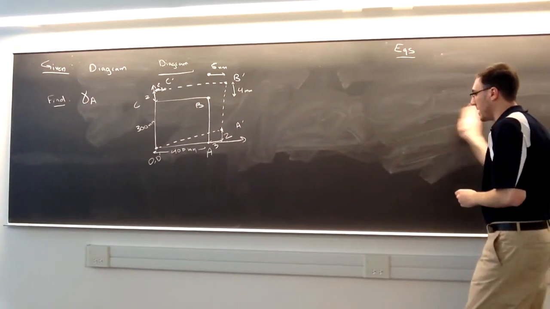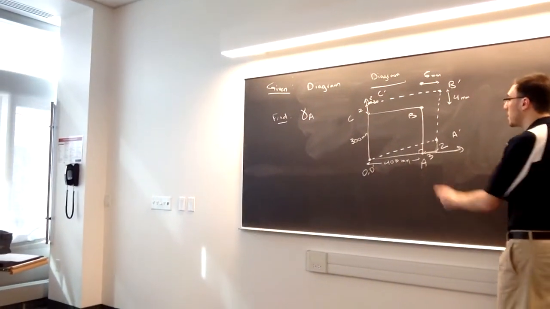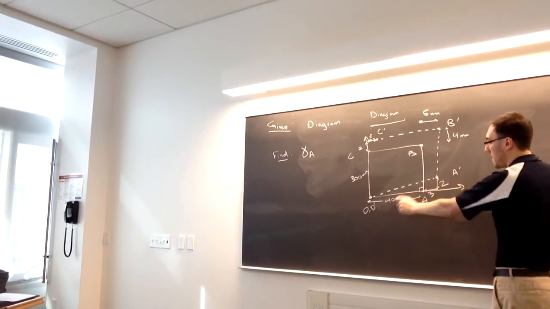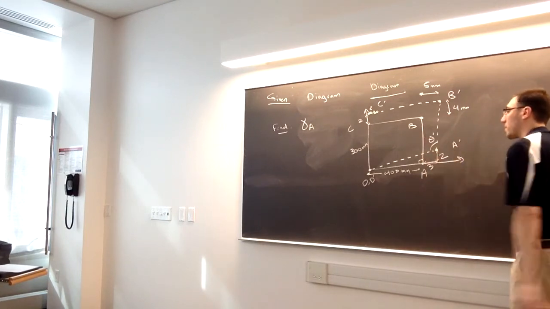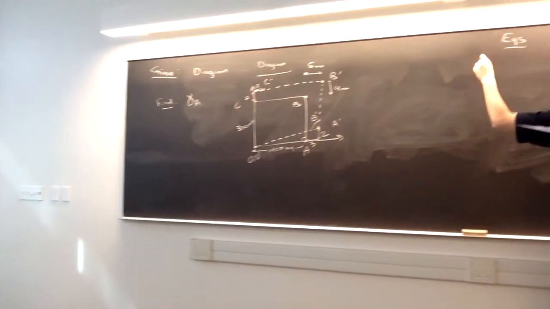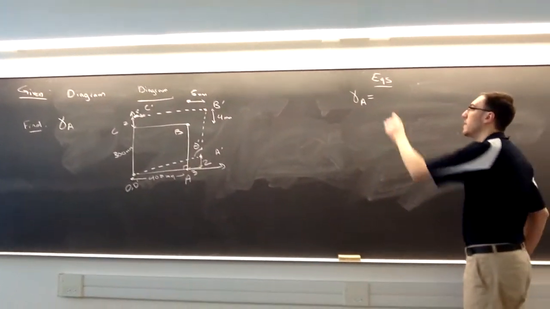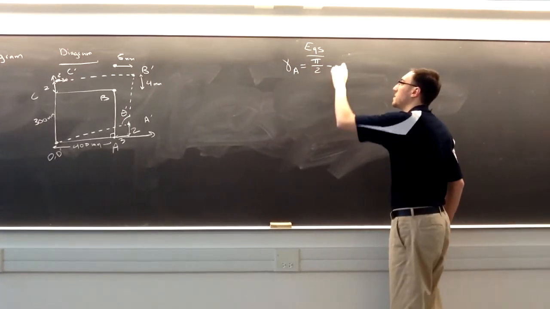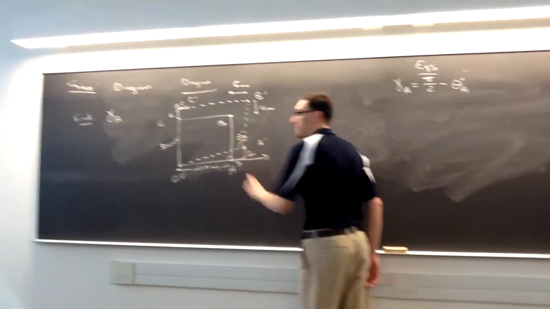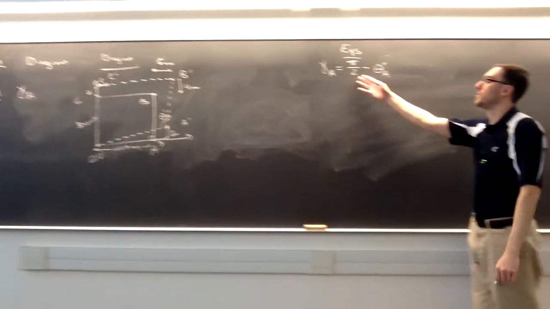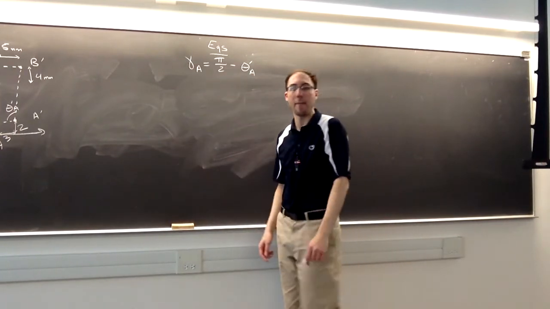What we're looking for now is, originally AB and AD were perpendicular to each other. Now A prime B prime and A prime D prime are at some non-90 degree angle that we're going to call theta prime. We know from the previous one that the shear strain at A is going to be pi over 2 minus theta prime, I'll call it theta prime A. Pi over 2 is just a number. What we need to find is theta prime A in order to calculate the shear strain at point A.